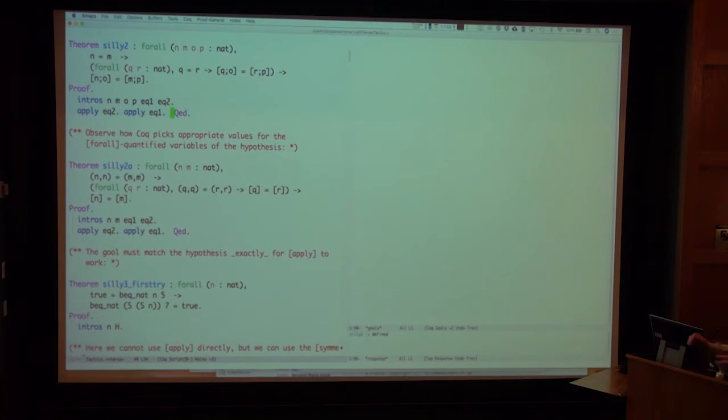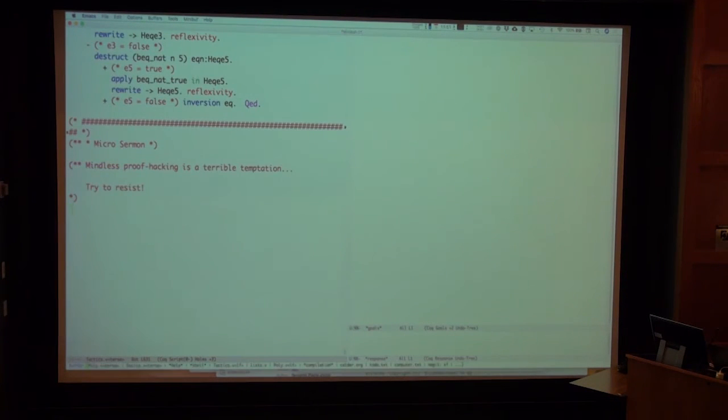So the question was, how does the pattern matching work when it's trying to unify EQ2 with the goal state? Let's go back and look. Sorry.